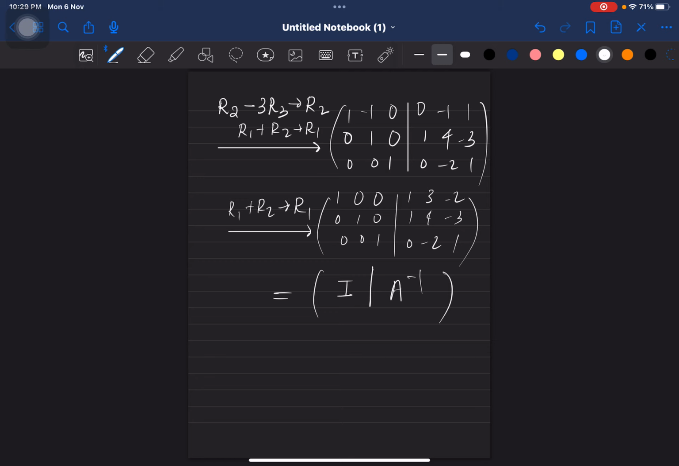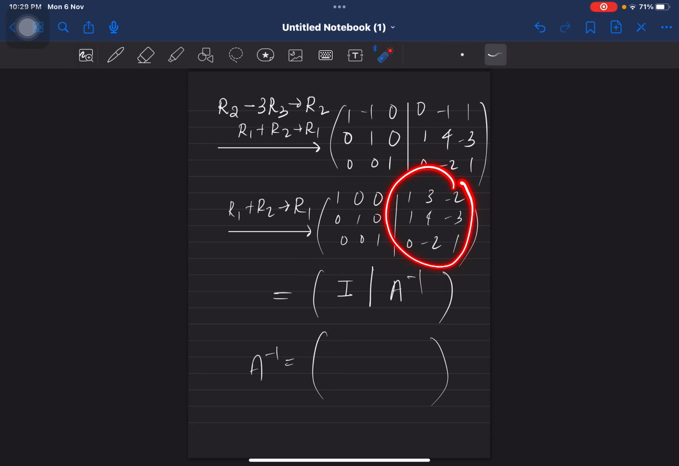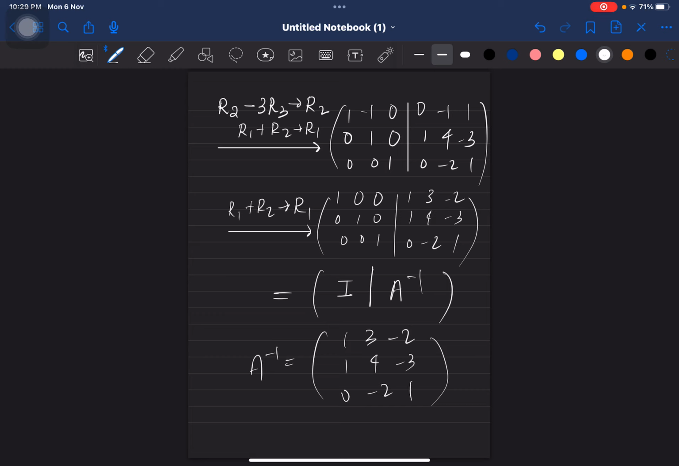So the question asks you to find A inverse. You must explicitly write it out. What is your A inverse? Copy the whole thing on the right. This is your A inverse: 1, 3, negative 2, 1, 4, negative 3, and 0, negative 2, 1. Okay, this is your final answer.